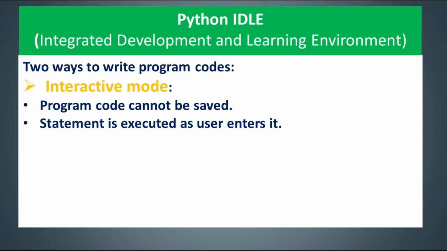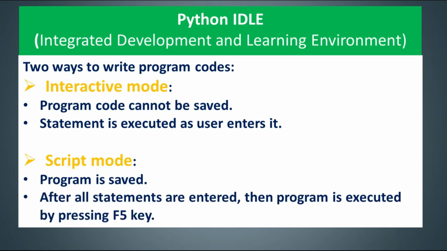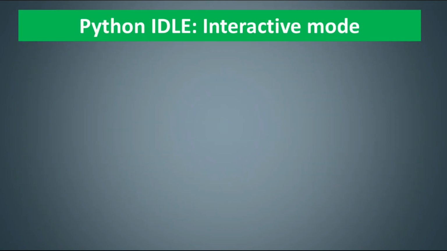So that means to store a set of statements in the form of a program, you have to switch over from interactive mode to script mode. It's very simple. You just create a file, save that file, and execute the file. In script mode, you are able to type the commands, save the program, and run your program using the F5 function key. It's very easy. So let us understand both of these, and then we will download and install Python.